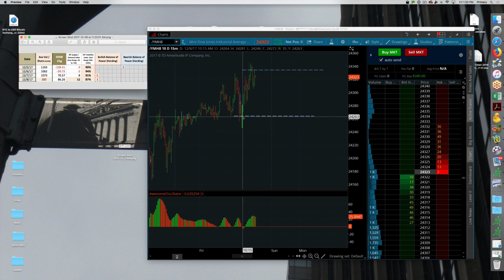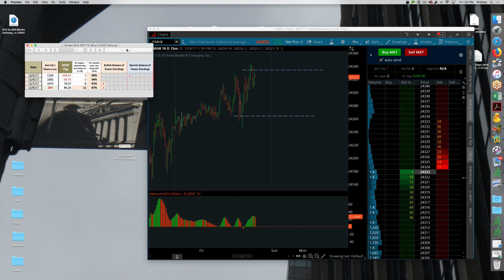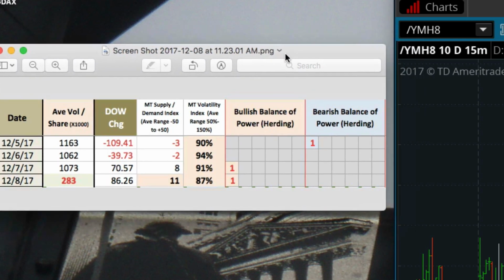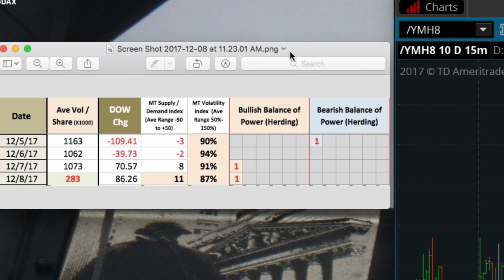I went long here, and after about an hour, I took a snapshot. This screenshot here was on the 8th at 11:23 a.m. After the market started going higher, I wanted to take a snapshot of where the market is. And this is really going to blow your mind. I'm not kidding you. What the MT Supply Demand Index does is basically indicate where price should be.